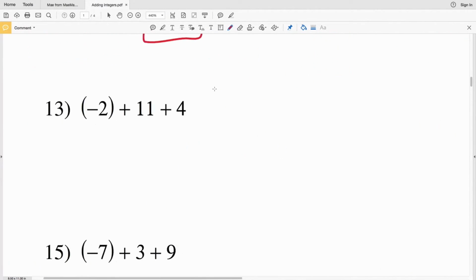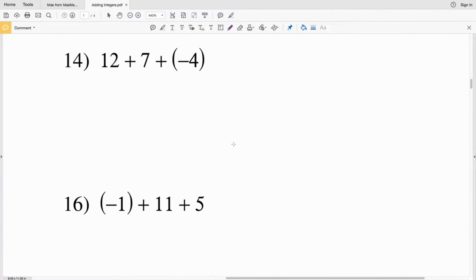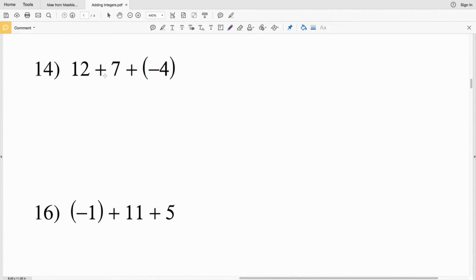For number 13, let's do negative 2 plus 4 first, just to mix it up. Negative 2, so we're starting at the left, we're adding 4, so we're going to go past that 0 by 2 units. So we're at a positive 2 now, and we have 11 still to add, so 2 plus 11 is 13.